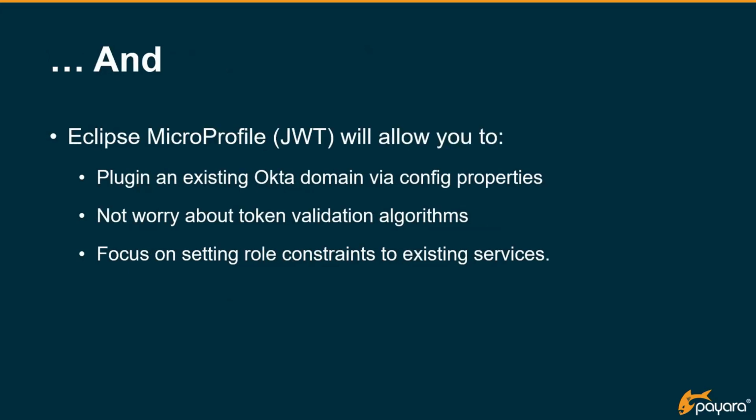And MicroProfile JWT allows you to plug in an existing, well, okay, it says here Okta, but it should be Keycloak realm via configuration properties. It allows you not to worry about token validation algorithms and allows you to focus on setting role constraints to existing services. As I showed you, just with a simple annotation, you specify which services are allowed to be called by which specific roles.